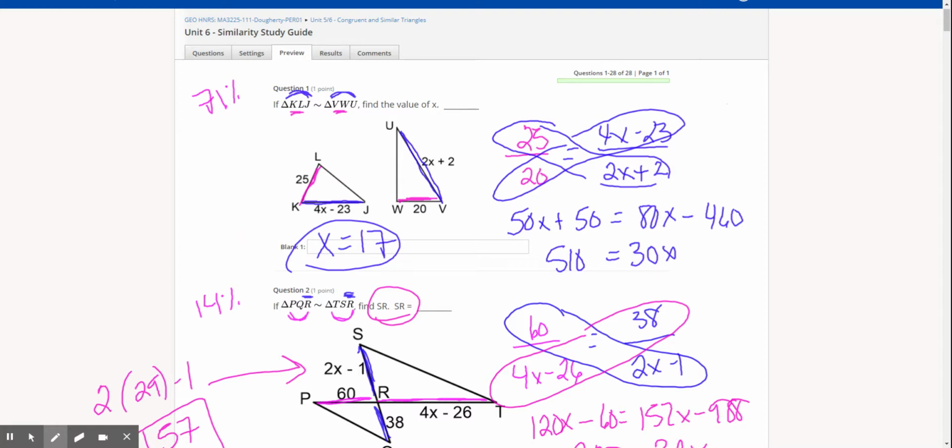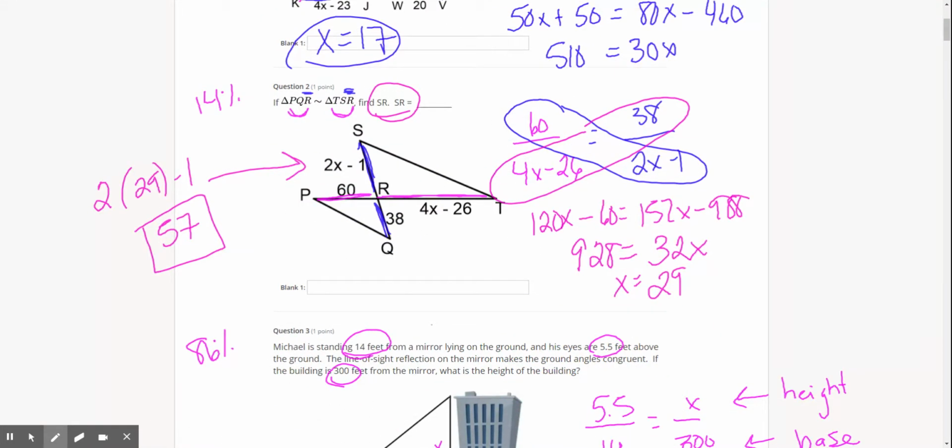So you should have notes on how to set this up. You look at the key, you figure out what KL goes with. So KL goes with VW. So you put those together in a fraction. And then you look for KJ. KJ is the first and the last, so it goes with VU. So we put those together in a fraction, right? The 25 and the 4x minus 23 are in the same triangle, so they have to be next door neighbors. And the 20 and the 2x have to be next door neighbors because they're in the same triangle. You do the cross multiplying and you solve and you get x equals 17. It's asking me for x, so I'm done.